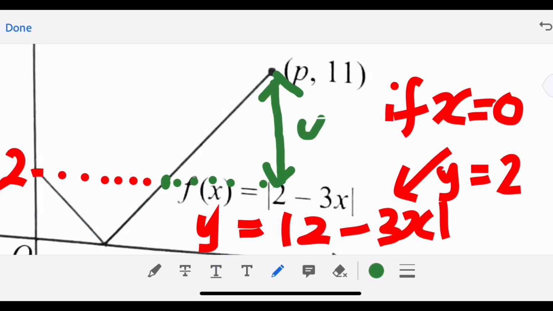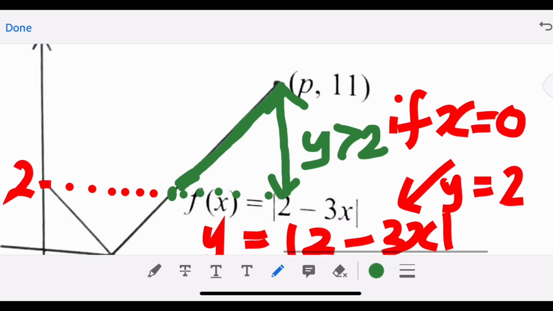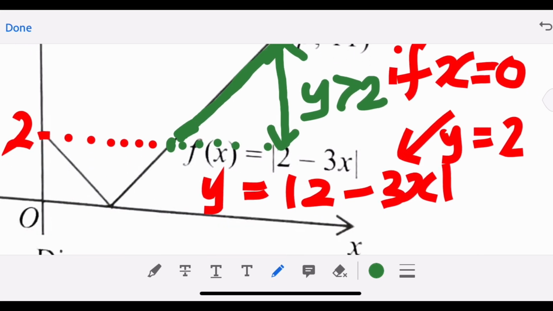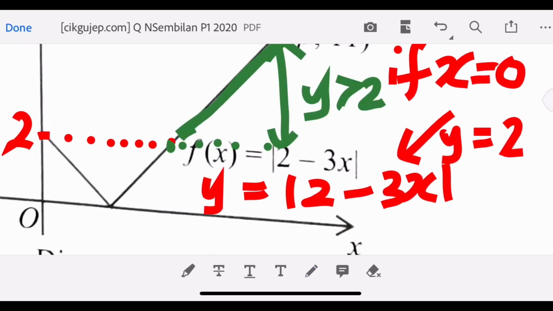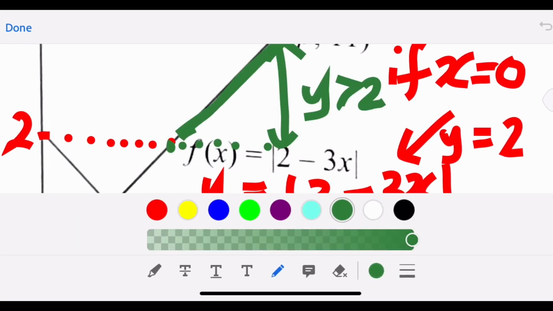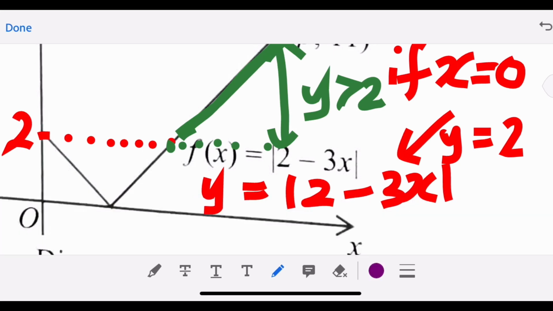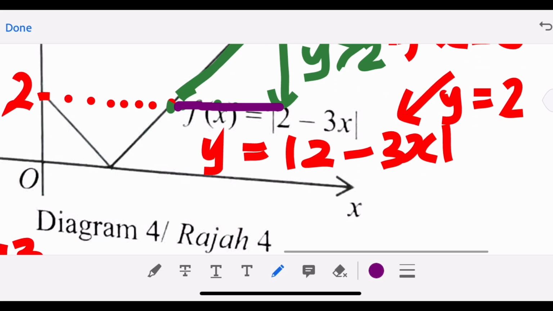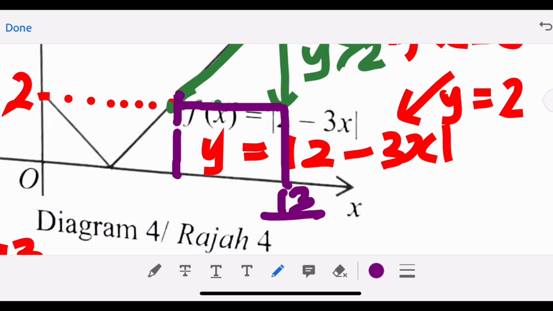So we will write y more than 2. We need to focus on y more than 2. That is the green line, or we can say the function that is having y more than 2. So now we need to highlight the range of the x. It's in purple color. This is the so-called corresponding domain. So the purple corresponds to the green.